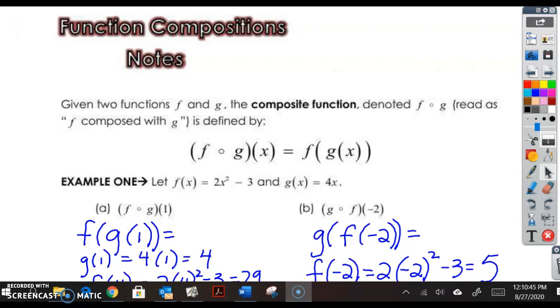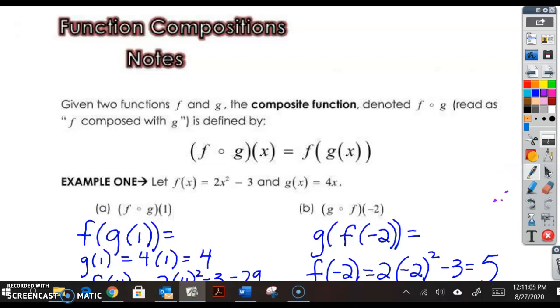Okay, today we are still in Unit 1. We're going to work on function compositions. So this is again another concept that you have seen in Algebra 2, and this is the second time you're seeing it, but it's still difficult for a lot of students. So you might have to watch this video more than once, but just bear with me.